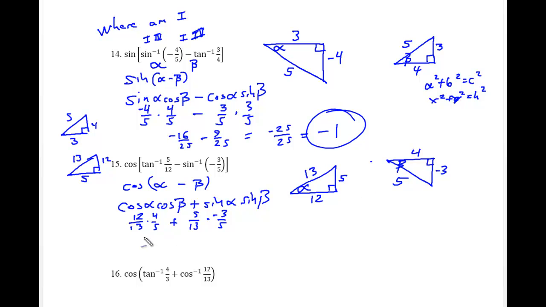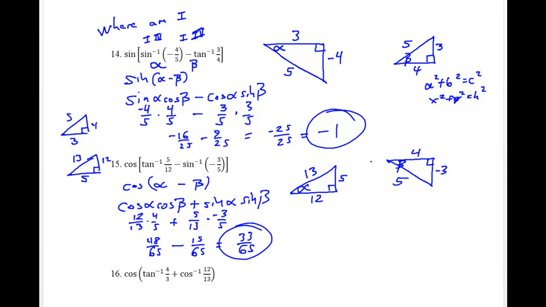So 12 times 4, we're going to do a little multiplication here, is 48, and 13 times 5 is 65. Minus, since we have 5 times 3, which is 15, I change it to a minus. I could have put plus minus. 15 over 65. So 48 65ths minus 15 65ths is 33 65ths, which cannot be reduced.